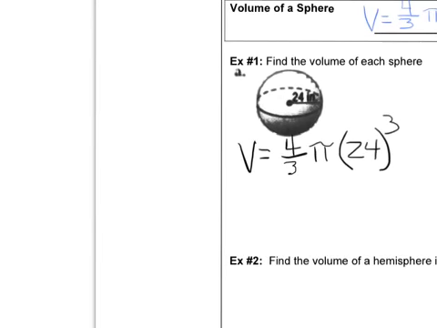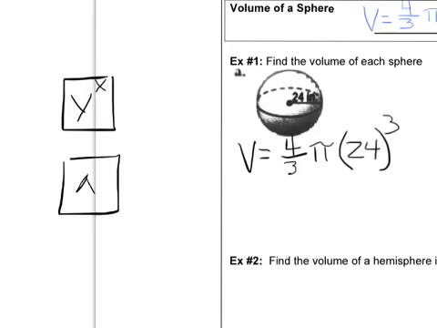You might see a button that looks like this, y to the x, and you would press 24 y to the x 3, and that would give you 24 cubed. You may also see a button kind of like this, a little caret or a little arrow pointing up. These two buttons do the same thing pretty much. So you would press 24 to the power of, or caret 3, that means 24 to the power of 3. So that's how you could put something like this in your calculator in case you didn't know.